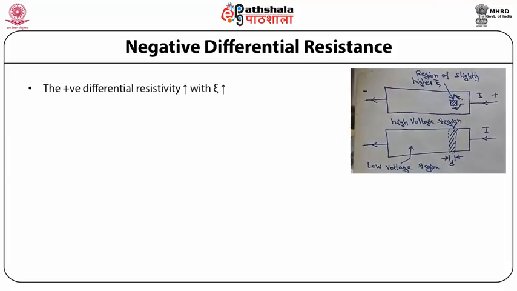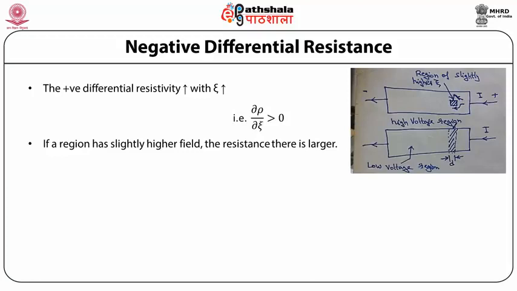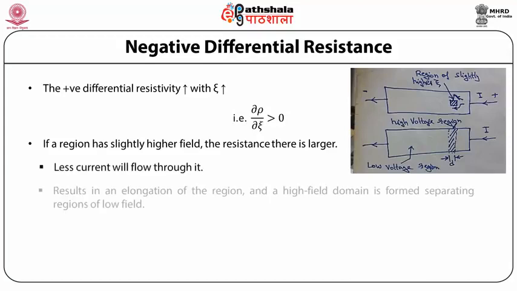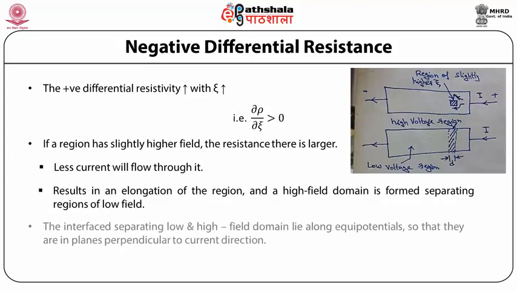The positive differential resistivity increases with increase in ζ, that is ∂ρ/∂ζ is greater than 0. So if a region has slightly higher field, the resistance there is larger. This implies less current will flow through it, which results in an elongation of the region, and a high field domain is formed separating the regions of low field. The interface separating the low and the high field domain lies along the equipotentials, so that they are in planes perpendicular to the current direction, as shown in this figure.